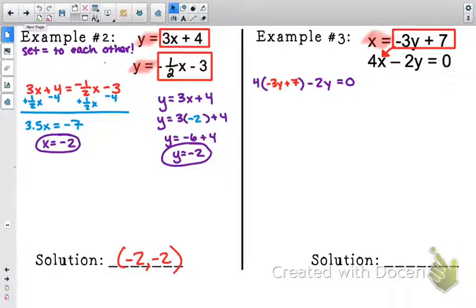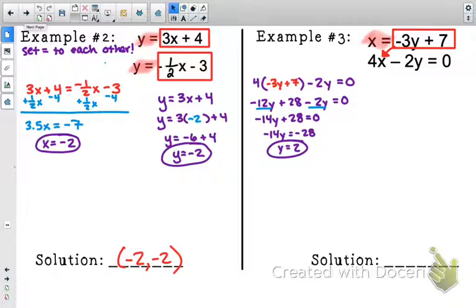For this problem, unlike the last two, I do have to use the distributive property and then combine my like terms before I can actually solve this equation. So now I'm going to subtract 28 from both sides and then divide both sides by negative 14.